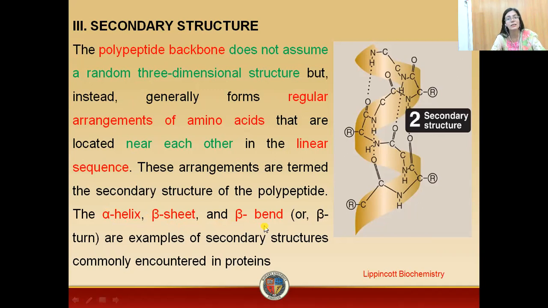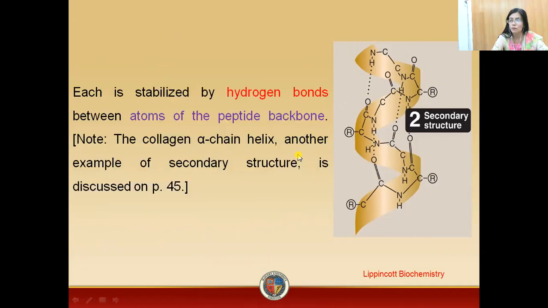In the secondary structure of proteins, the amino acids are in close proximity to one another. In this case, we can find the alpha helix, the beta sheet, and certain turns which we call beta turns. This figure represents a secondary structure. It shows that this helix, the alpha helix, is stabilized by hydrogen bonds between the atoms of the polypeptide backbone. The dotted lines in this structure represent the hydrogen bonds present in the secondary structure of proteins.